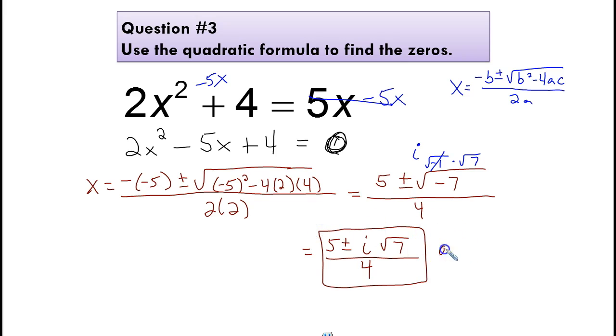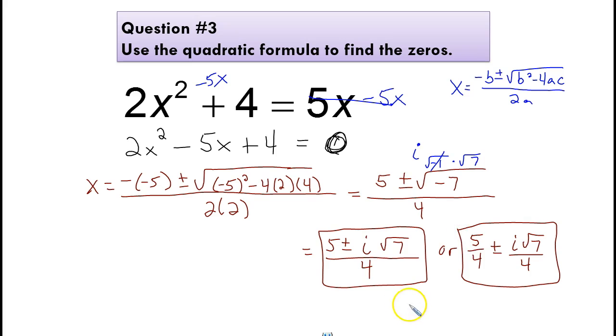Remember that you can also split it apart as two fractions, so 5/4 plus or minus i root 7 over 4, where both parts are over 4. And I'm making sure that I say this a few ways. If this is an open response question and you leave it as this, or you leave it as this, or you break it into two answers with the plus and then the minus, all of those are correct.